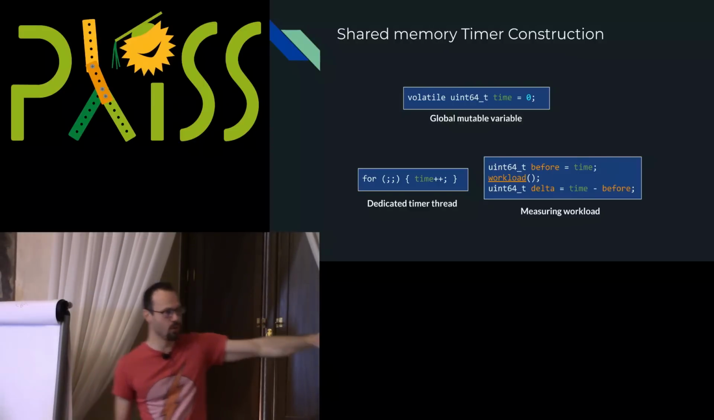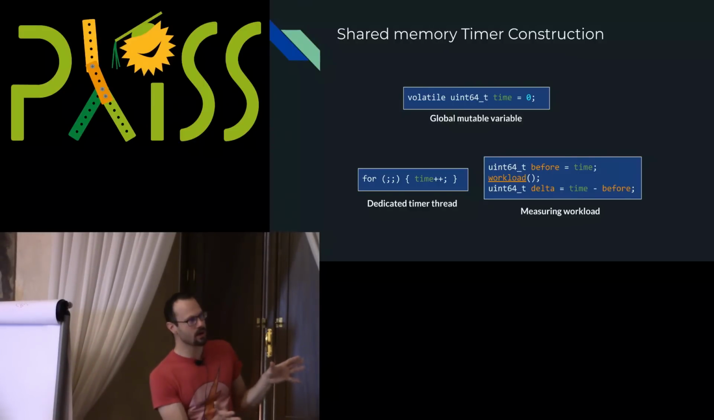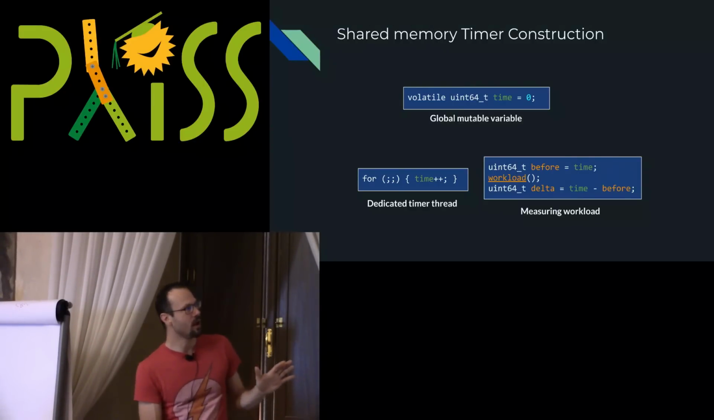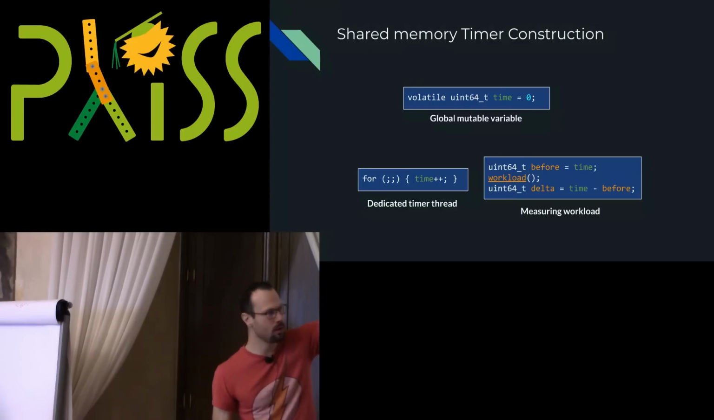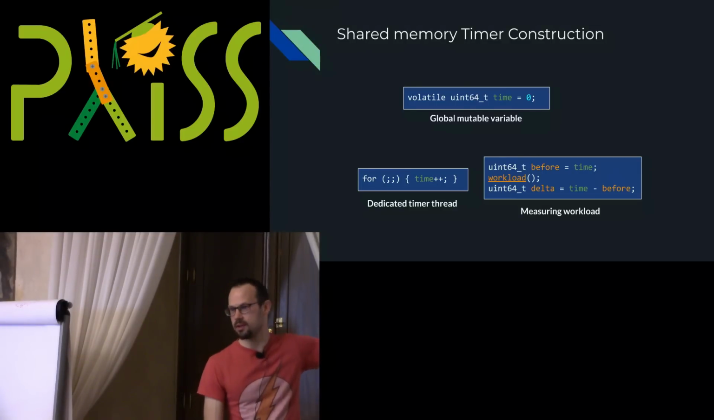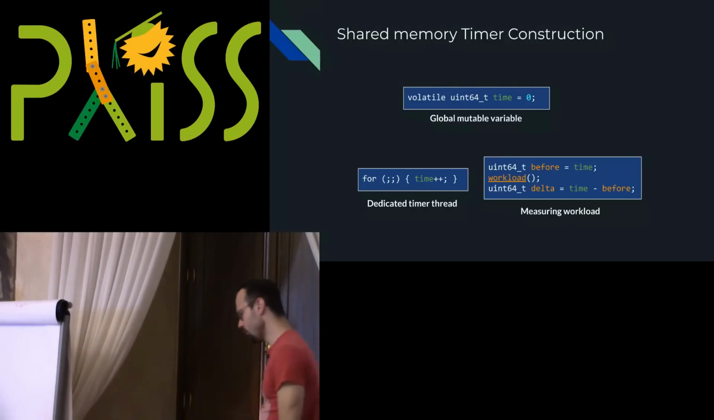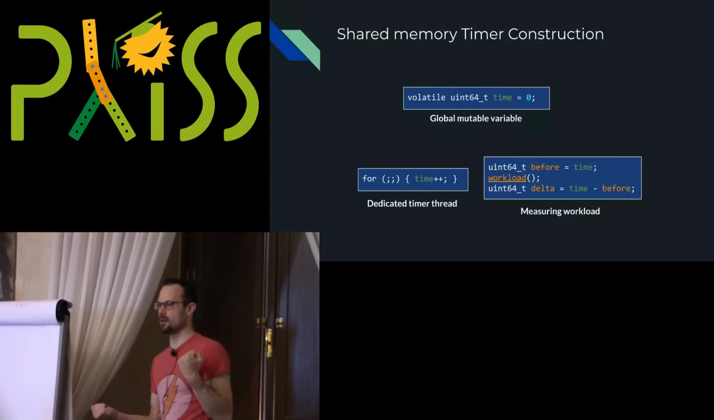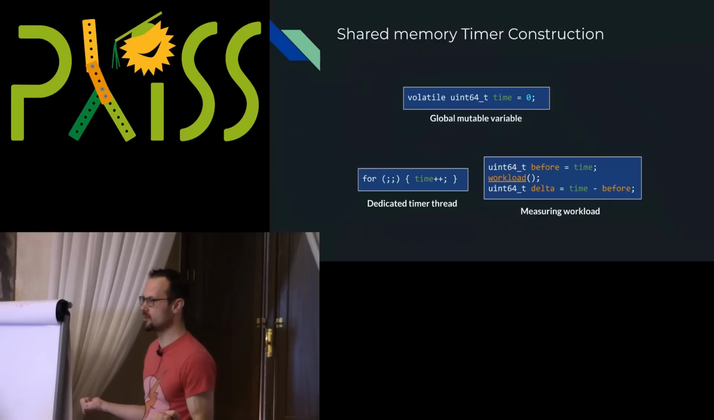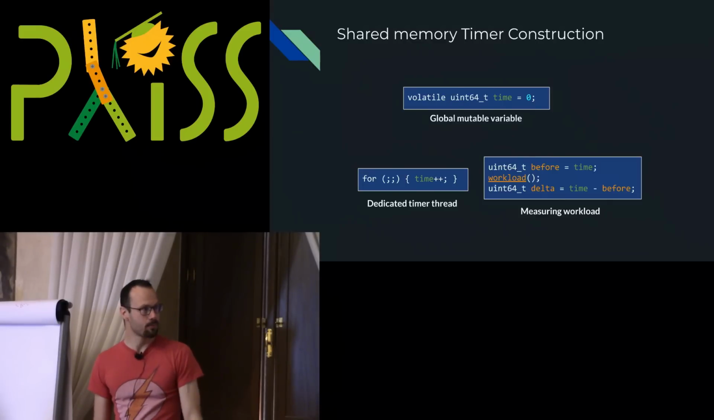Just to show you the code for this, pretty much anyone who can write JavaScript would be able to do this. You just have a global mutable variable. You have a dedicated timer thread that just counts in a loop. And then from the other thread, you just read the counter before and after, and you subtract the difference. You can get to about 3 nanosecond resolution with high precision this way.